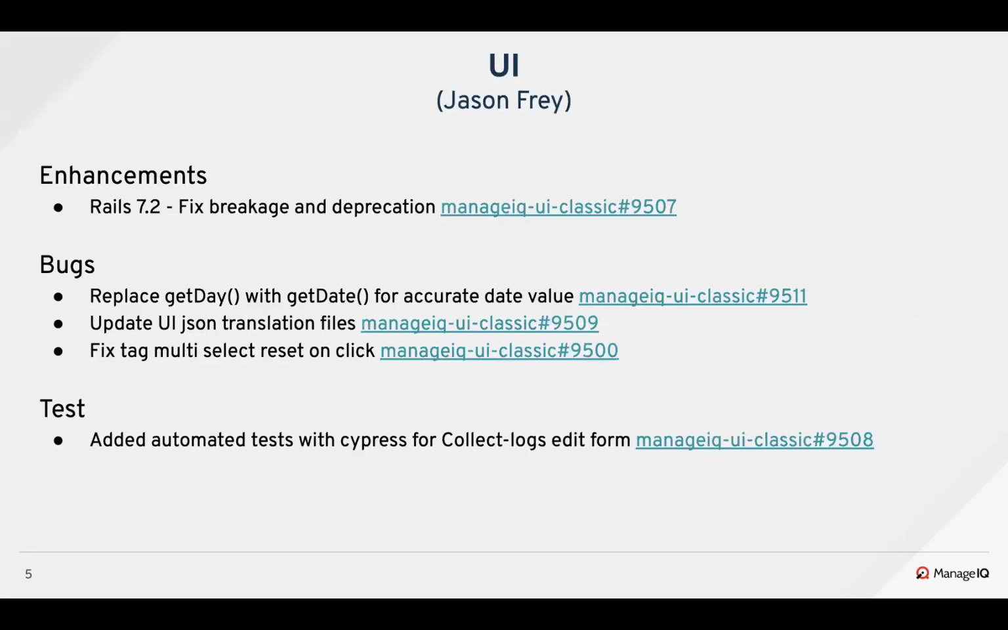Over to the UI for enhancements on UI Classic. Joe made a change to fix breakage and deprecations for the upcoming Rails 7.2 upgrade. Elsa fixed an issue with getDay, replacing it with getDate for a more accurate date value. The bot created a PR to update the UI JSON translation files. Gilbert fixed an issue with the tag multi-select reset on click, which I'll show a screenshot of in the next slide. And finally, Asirvad had a PR for adding automated tests with Cypress for the collect logs edit form.